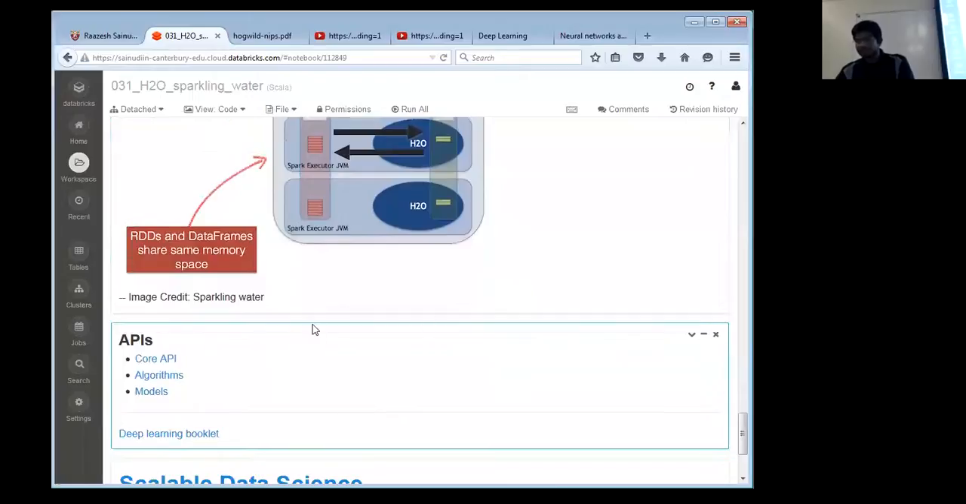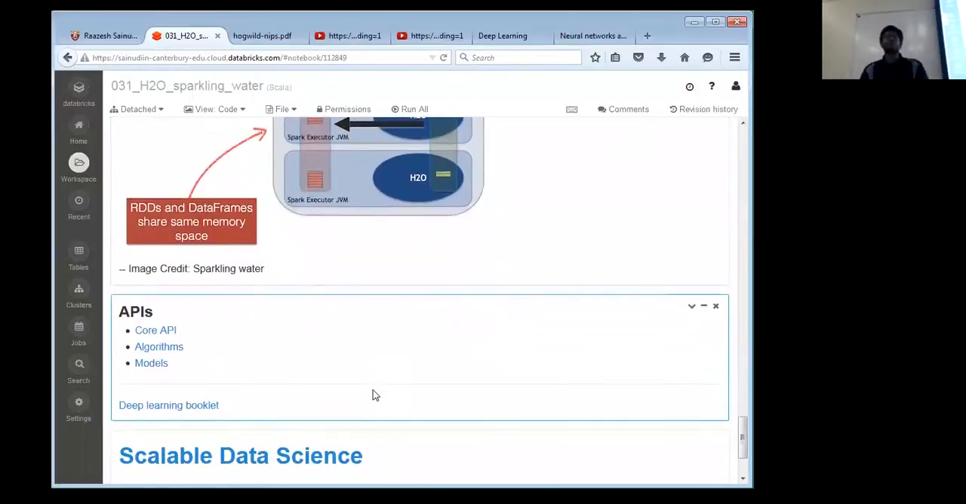So it supports all of the functions that you need for RDDs. Okay, so these are some of the documents for H2O. The documentation is, I wouldn't say very good. They have a lot of documents, but it's not very well organized.